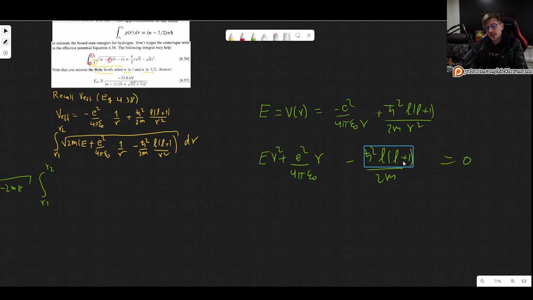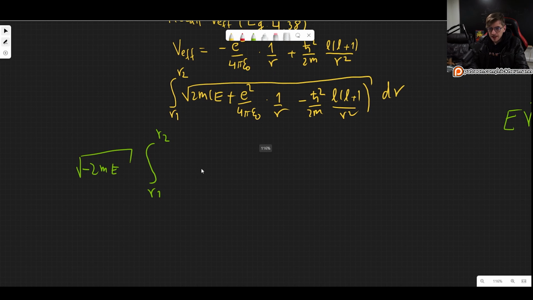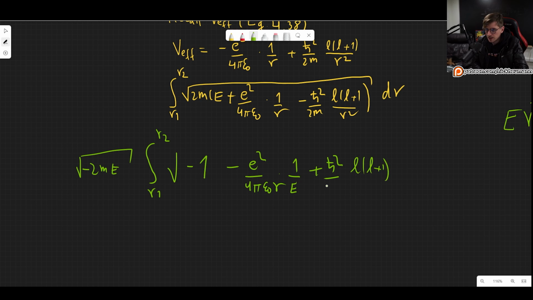This here is a quadratic equation that gives us R1 and R2, which are going to be these turning points. Now, continuing, here we have this, which is minus 1, because we factored out this minus sign, so don't forget about it. Then we have this amount here, which will be minus e squared over 4 pi epsilon 0 times E times r, and then plus h bar squared. Oh, and we have to add the E here, so 1 over E. And then we have h bar squared l (l plus 1) divided by, we already had that, 2mE r squared. There we go.